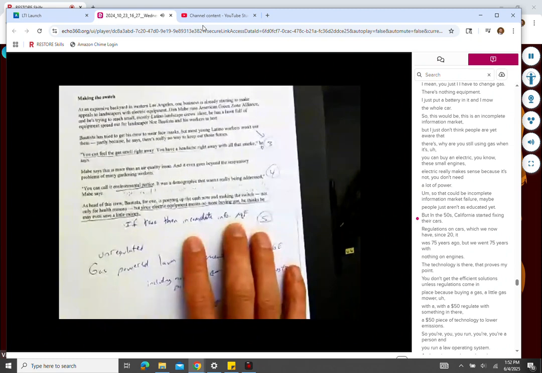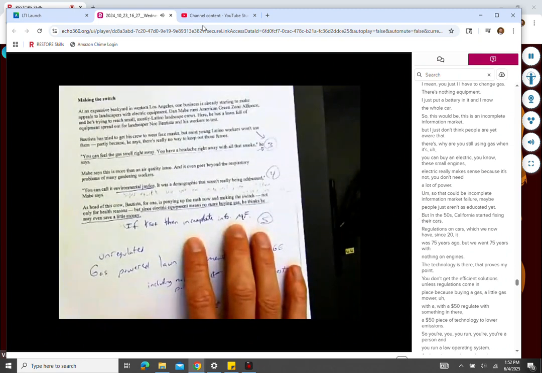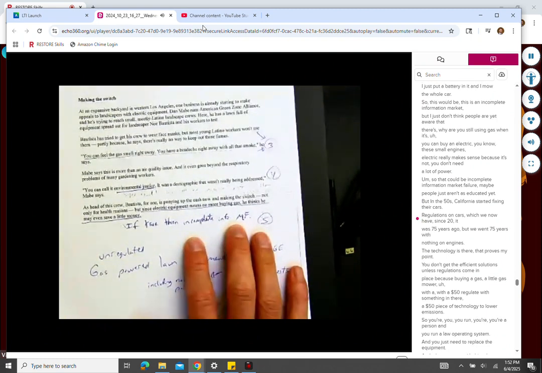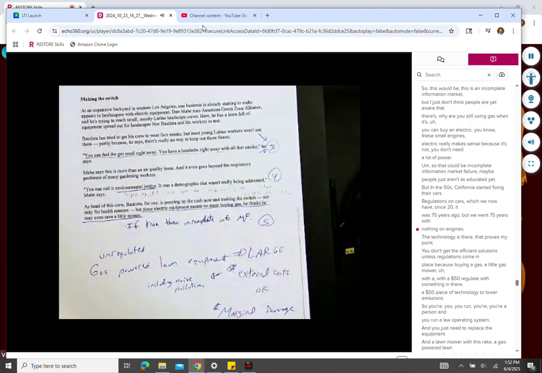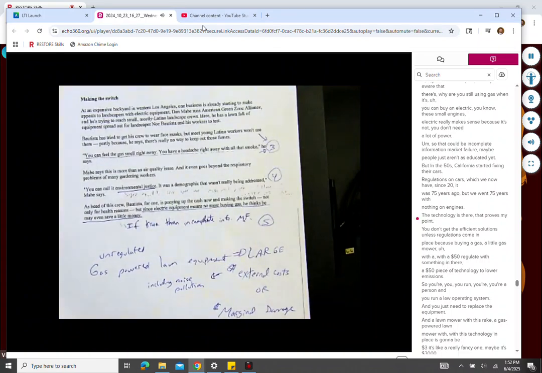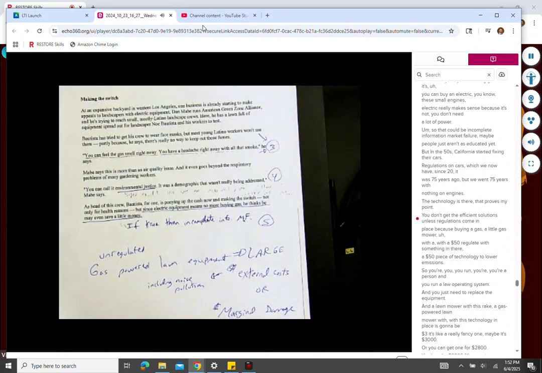But in the 50s, California started fixing their cars. Regulations on cars, which we now have. It was 75 years ago, but we went 75 years with nothing on small engines. The technology's there. That proves my point. You don't get the efficient solutions unless regulations come into place.